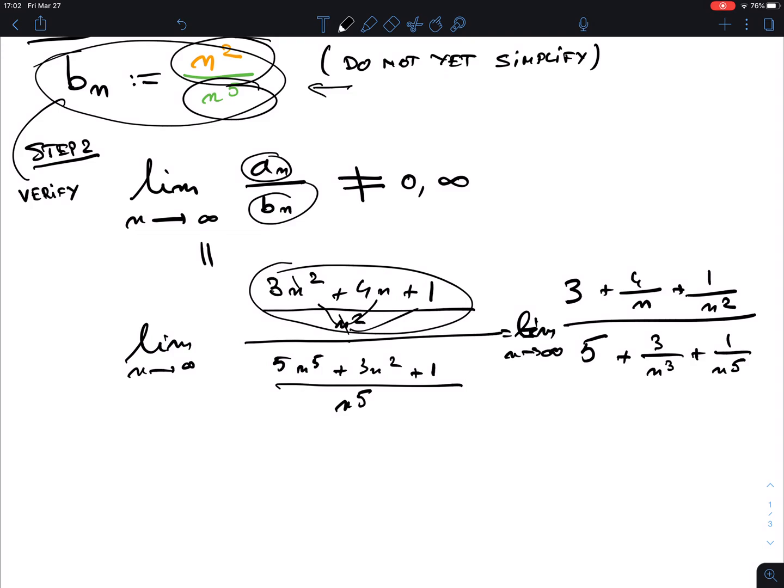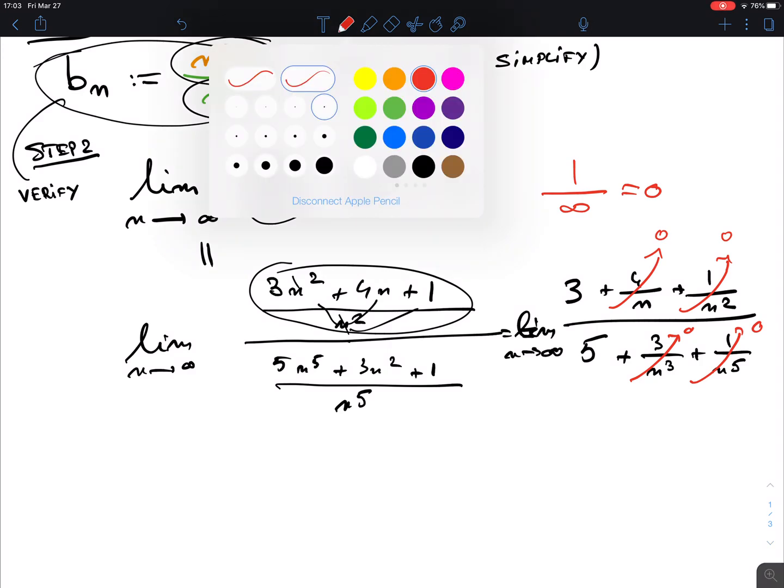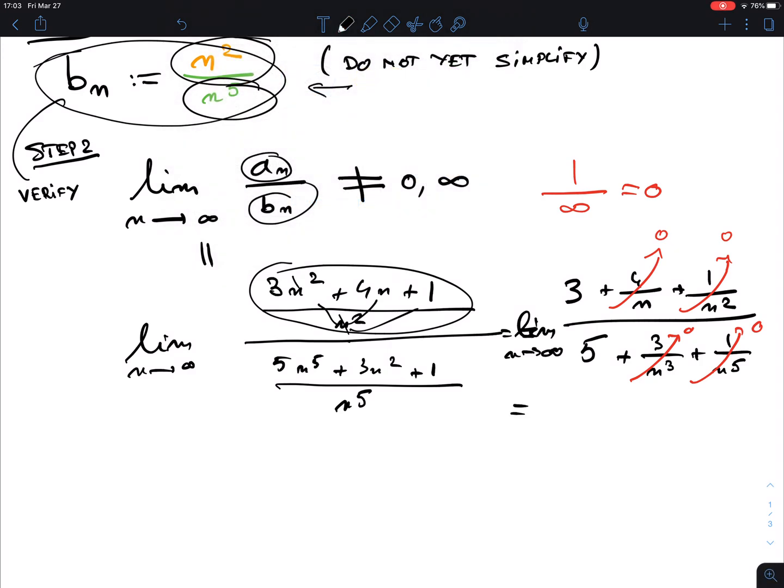And now it's the usual thing with limits. It's the limit for n going to infinity, so each of these reciprocals go to 0. I remind you, 1 over infinity is 0. So if I plug infinity in each of these reciprocals, I get 0. So all these are 0, and so what I'm left with is 3/5. And it has to be different from 0 and infinity. Okay. Are we done? No.